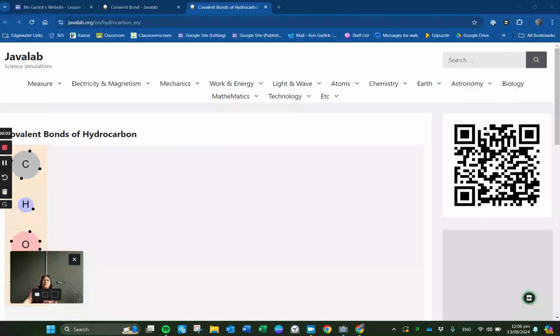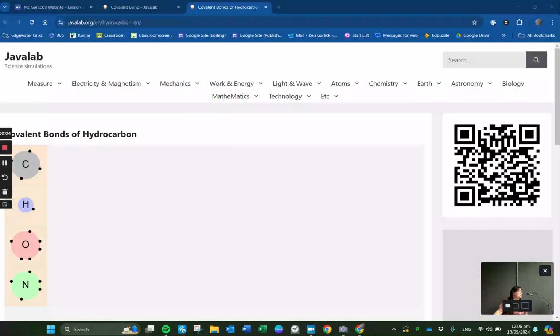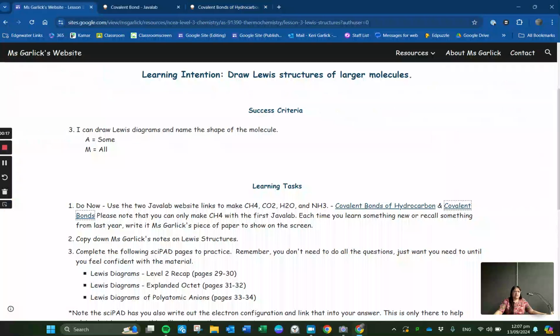Okie dokie. So, what sort of things do you remember about what we talked about last year for Lewis structures? Just remember the bonds and the dots. All right. So let's go through and actually make some of the molecules that I talked about to understand what we were thinking about last year and then how it is going to extend this year.